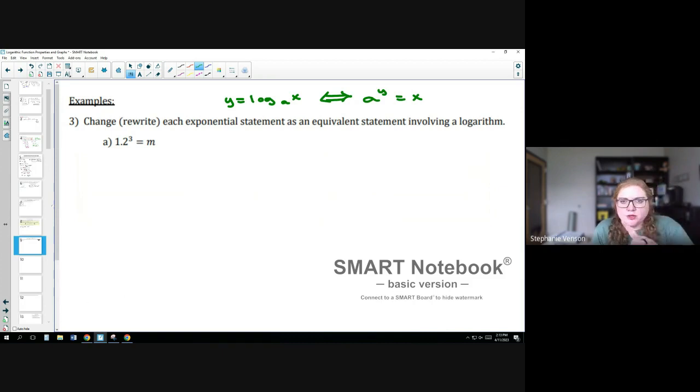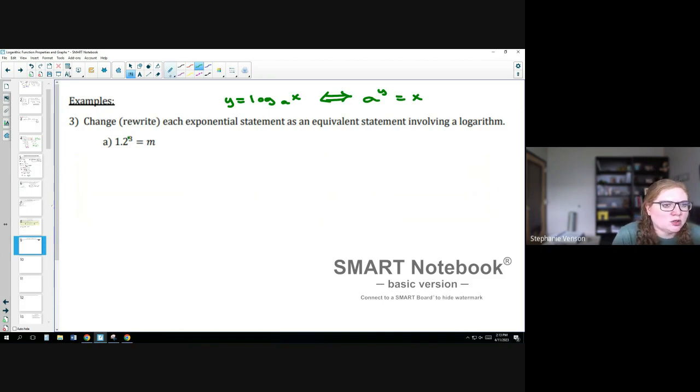Okay, so your first example is going to say change or rewrite each exponential statement as the equivalent statement involving a logarithm. So they're going to give you an exponential statement like you see in A, and they're going to ask you to rewrite it as a logarithm. So we have 1.2 raised to the third power is equal to m. Okay, so let's look at how this was rewritten. They gave you the exponential form. So whatever's in the position of x goes inside the log. The base of the exponent becomes the base of the log, and the exponent is what it's equal to.